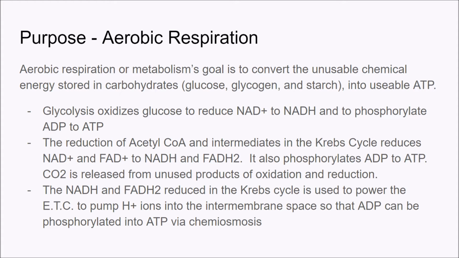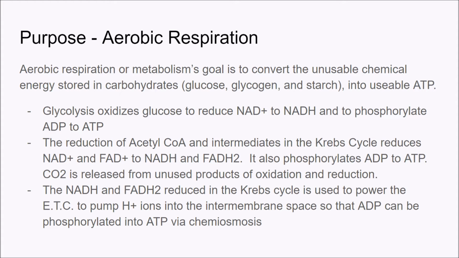Okay, so finally, we get all that NADH and FADH2. It's going to carry those electrons from the Krebs cycle to the electron transport chain. And again, we're going to use the energy from those electrons to go ahead and pump hydrogen ions into the intermembrane space, that very small, thin sliver of space, so that a chemiosmotic gradient can be established. The hydrogens can flow through ATP synthase, and we get ADP phosphorylated into ATP.